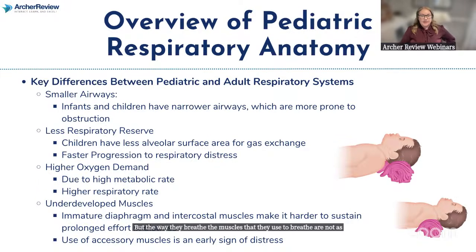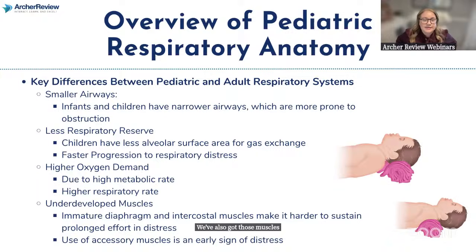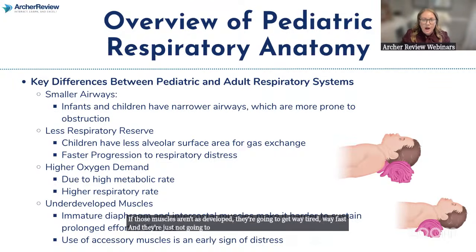So we know we've got the diaphragm, that's our major muscle of respiration. We've also got those muscles in between the ribs, the intercostal muscles, and those actually move our rib cage, move our lungs, so we inhale, exhale. If those muscles aren't as developed, they're going to get way tired, way fast, and they're just not going to be able to keep up, okay?